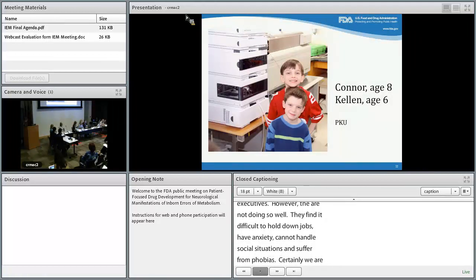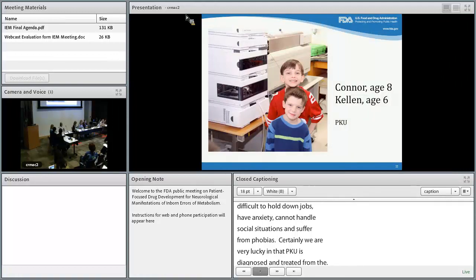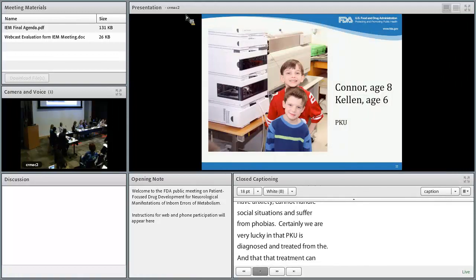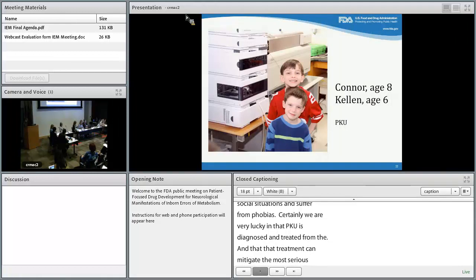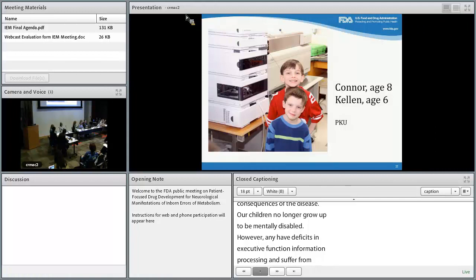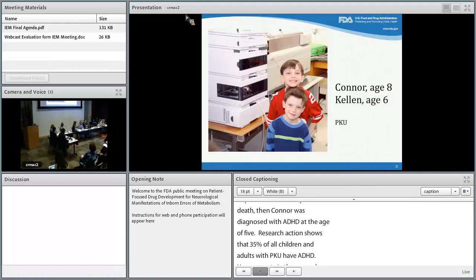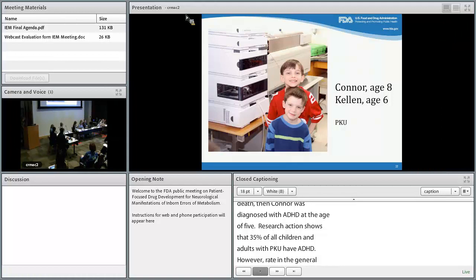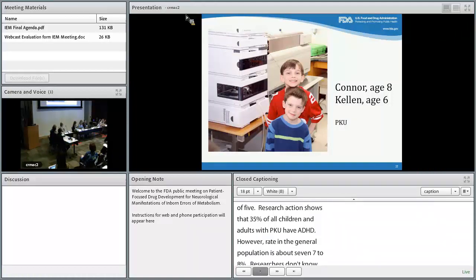Certainly, we are very lucky in that PKU is diagnosed and treated from birth, and that treatment can mitigate the most serious consequences of the disease. Our children no longer grow up to be mentally disabled. However, many have deficits in executive function, information processing, and suffer from depression and anxiety. For example, my son Connor was diagnosed with ADHD at the age of 5. Research actually shows that 35% of all children and adults with PKU have ADHD. However, the rate in the general population is about 7 to 8%. Researchers don't know exactly why this happens.